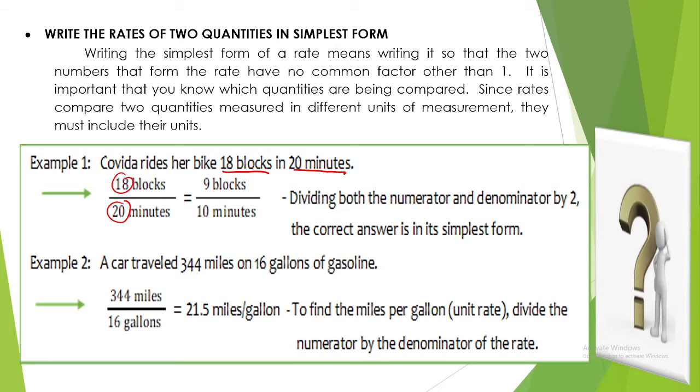344 miles on 16 gallons of gasoline. If I divide 344 miles by 16, I'll get 21.5 miles per gallon. Okay, so these are examples of how to simplify rates. Now let's continue.